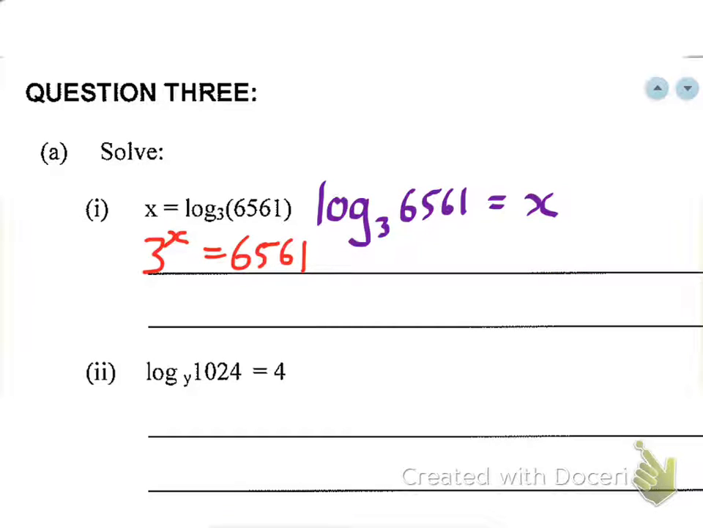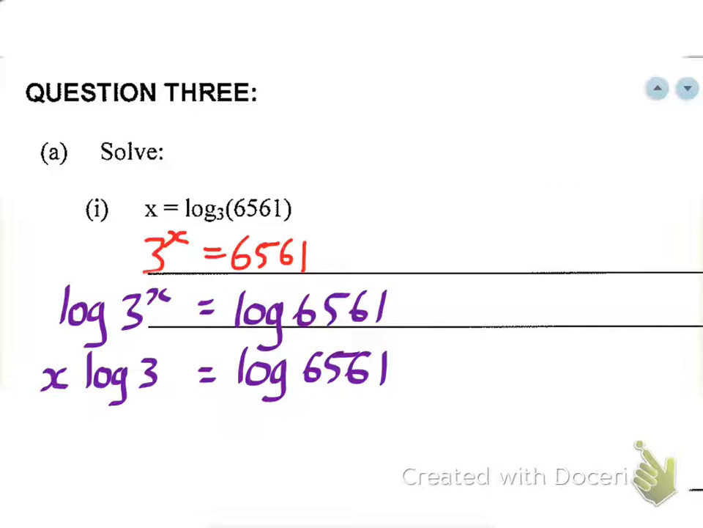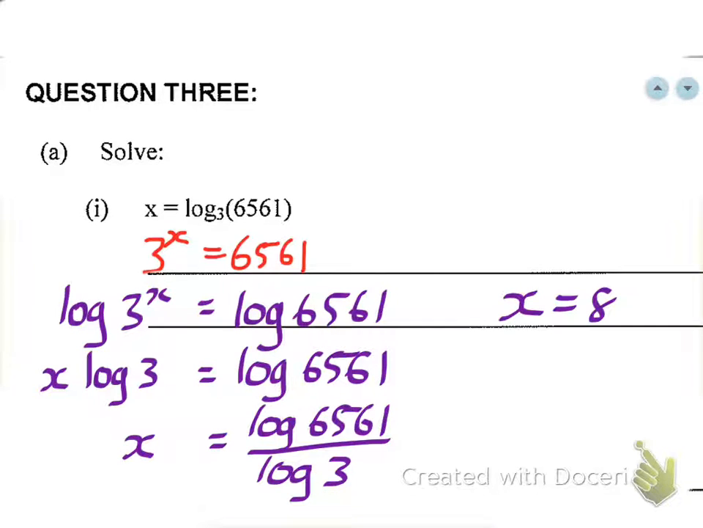Now you can just do guess and check on your calculator, and you'll find that 3 to the power of 8 equals 6561. So x obviously equals 8. If you want to do it with logs though, we can do the following. We take the log of both sides, bring the x out the front, and finally divide by the log of 3. And we get x equals 8.